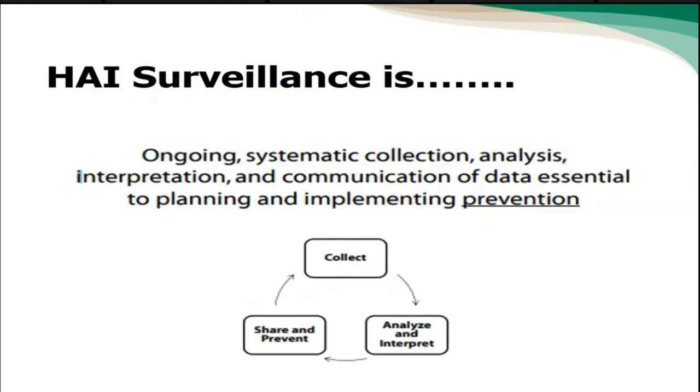What is surveillance? Surveillance is an ongoing systemic collection, analysis, interpretation, and communication of the data, which is essential to planning and implementing the prevention activities. We have to collect and then analyze and interpret and share that collected data, and we should know how to prevent these healthcare associated infections. So this is an ongoing continuous process where we are collecting the data systemically. We are analyzing, infection control department, all the infection control practitioners. We are interpreting the data. We are communicating our data findings with all of our colleagues, especially in the critical care unit where we are focusing for our surveillance currently.